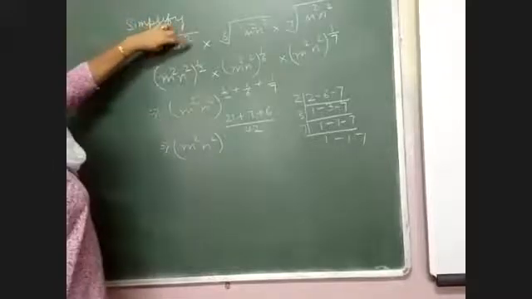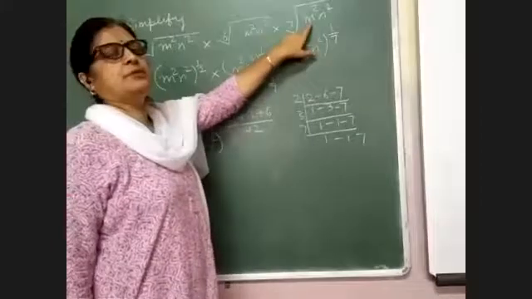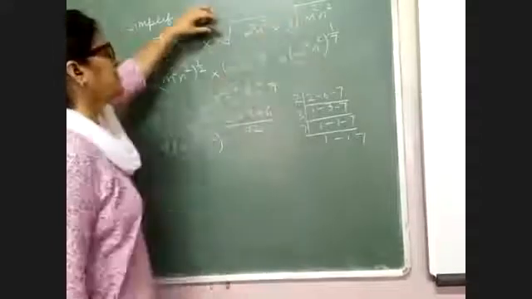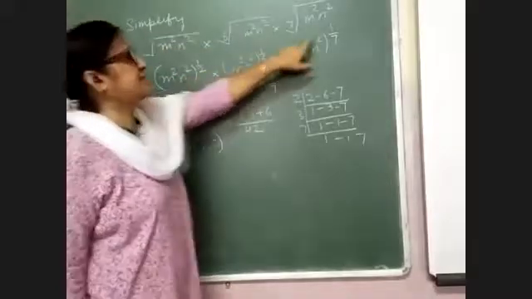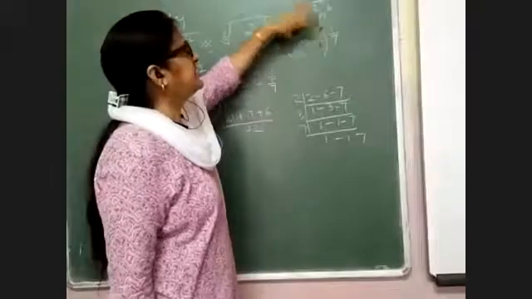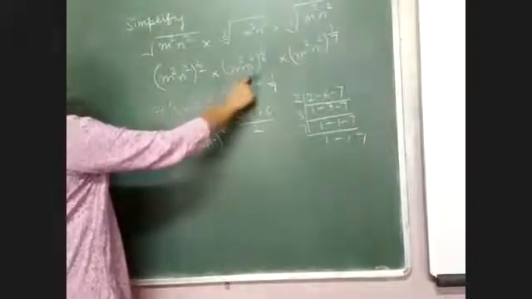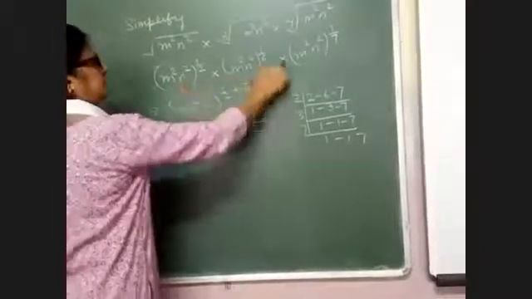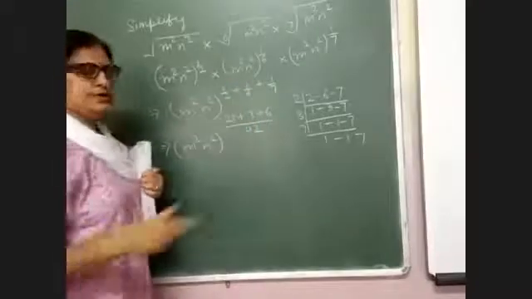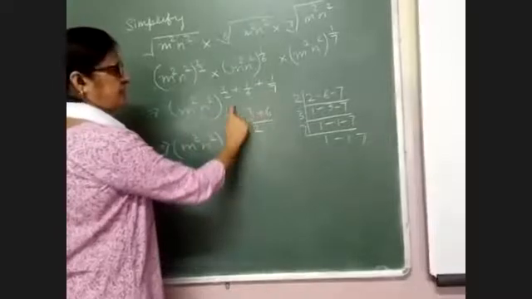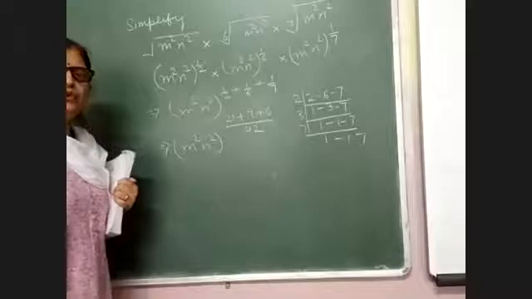Root of m square n square, into 6th root of m square n square, into 7th root of m square n square. Now when you remove the 6th root, it becomes 1 upon 6, the base remains the same, but the power becomes 1 upon 7. Now the base is equal in all three numbers and multiplication is given, so the powers are added together. You will take the LCM of 2, 6 and 7. It is equal to 42.